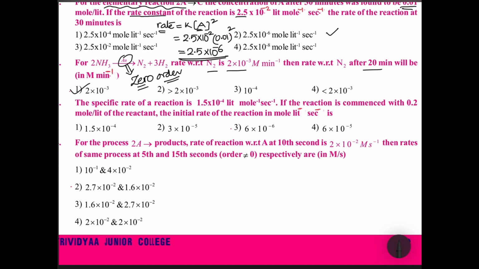The specific rate of a reaction is given 1.5 × 10^-4 liter per mole per second. If the reaction is commenced with 0.2 moles per liter of the reactant, the initial rate of the reaction in moles per liter per second is asking rate. And specific rate of a reaction is nothing but rate constant. Rate constant units you see liter per mole per second. Liter per mole per second means it is second order reaction.